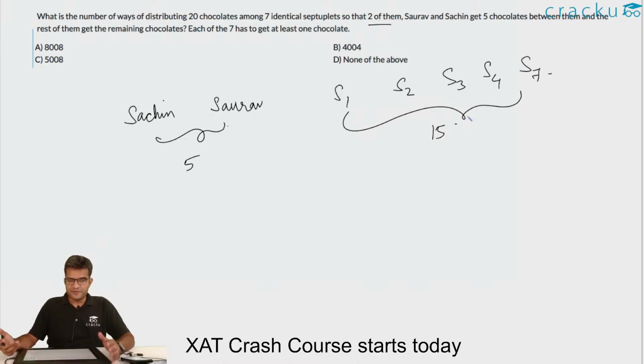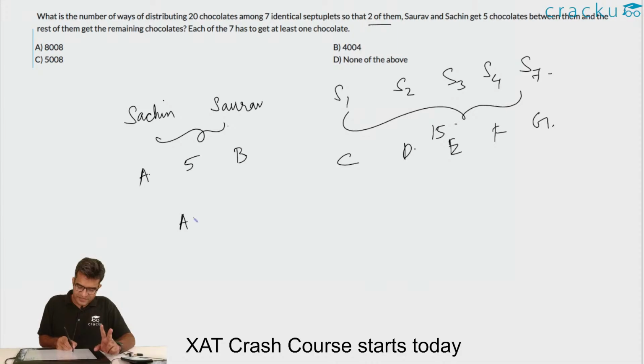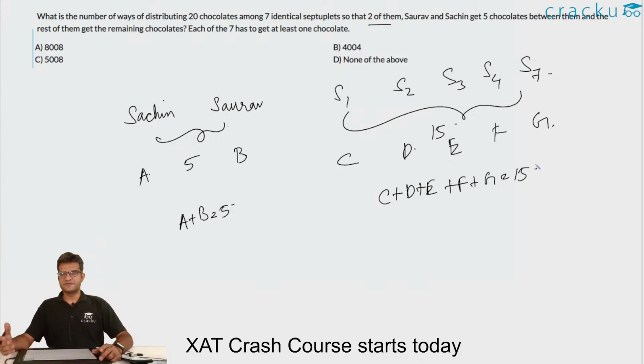Let us assume that the number of chocolates that Sachin got is A. The number of chocolates that Saurav got is B. S1, the third guy, got C. The fourth guy got D, the fifth guy got E, the sixth guy got F, and the seventh guy got G. Now we have 2 simple conditions: A plus B has to be equal to 5, and the sum of the remaining 5, that is C plus D plus E plus F plus G, is equal to 15. What is the number of solutions for this? This is basically the question.